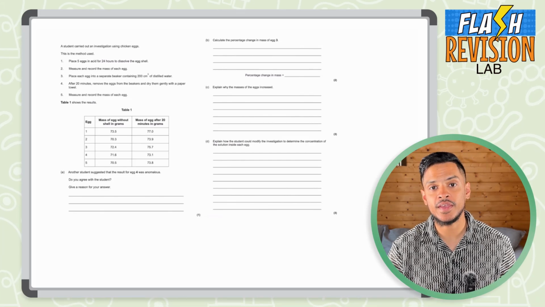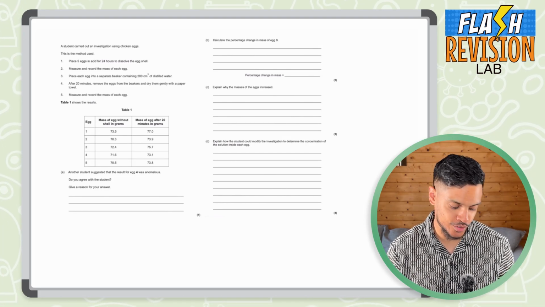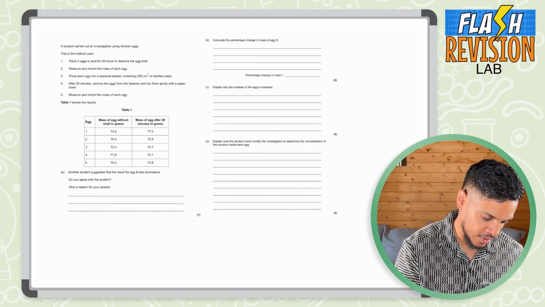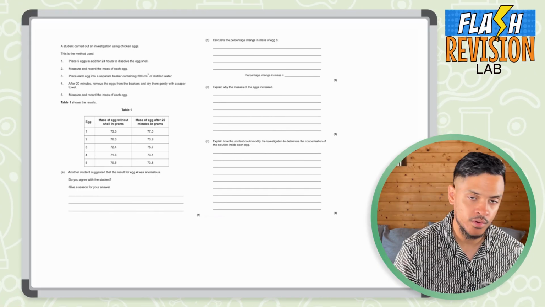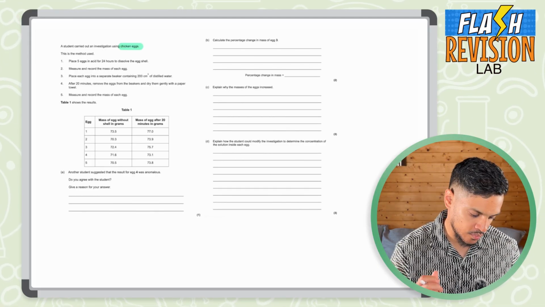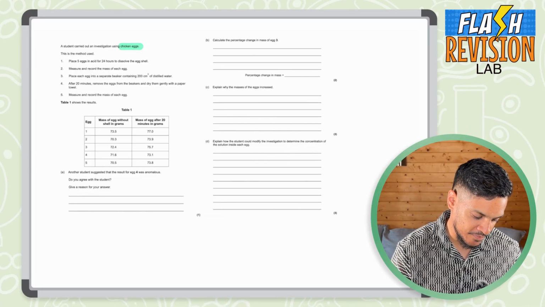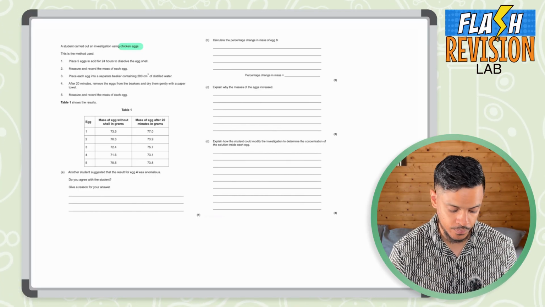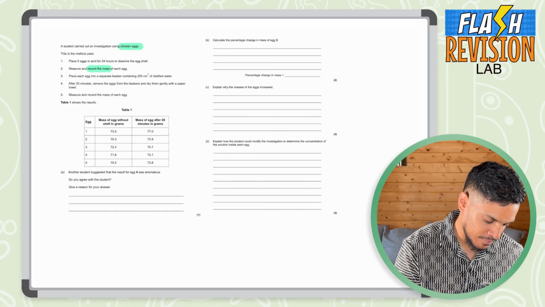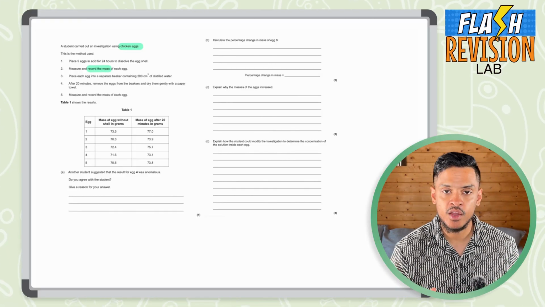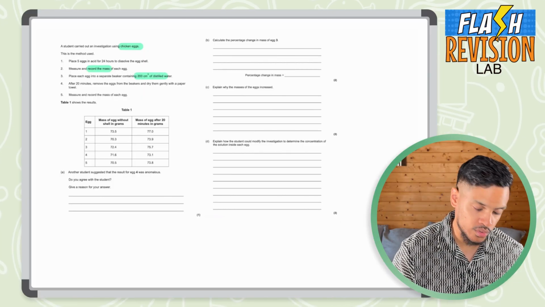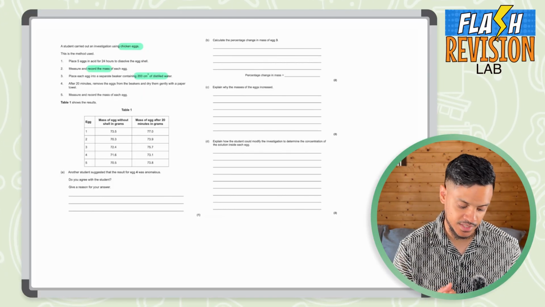Right, so what we have here is a required practical for osmosis. Usually in this required practical you use potatoes, but here we're using chicken eggs. We place 5 eggs in acid for 24 hours to dissolve the eggshell, and then we record the mass of each one. Then we add these eggs into distilled water, so a container containing distilled water in it.